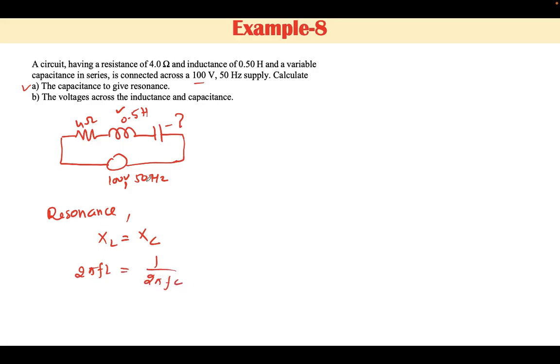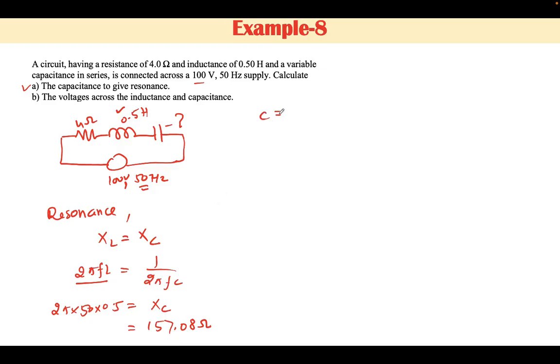The frequency here is given as 50 Hertz, and hence by putting the value of frequency here we can find out the value of XC. XC will be equal to 2 pi into my frequency 50 into inductance 0.5, and this is nothing but equal to 157.08 ohm. Now, knowing the value of XC, we can find out C over here.